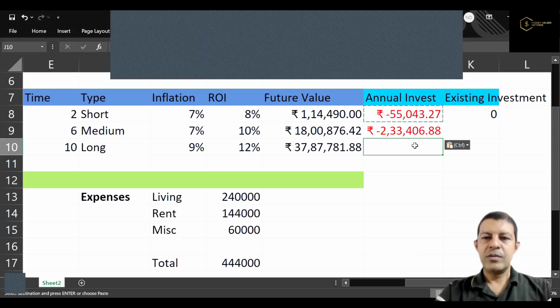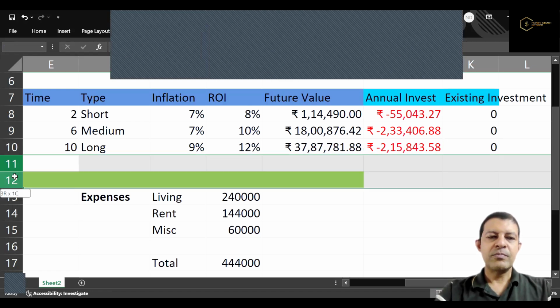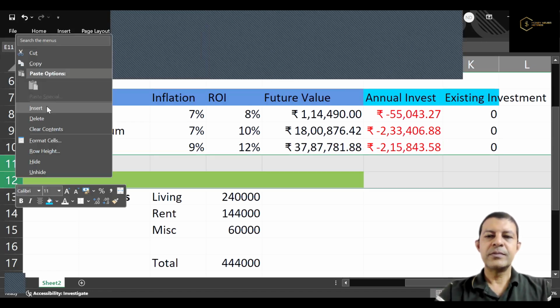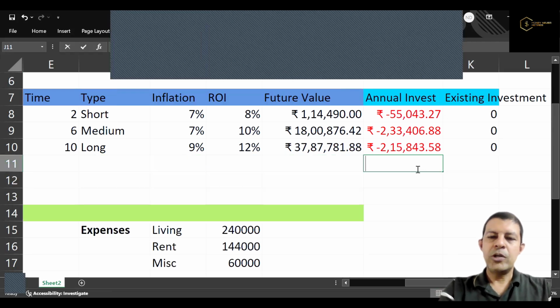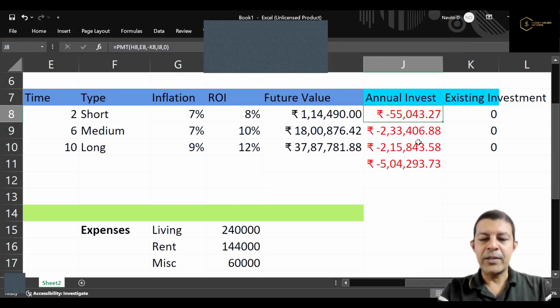So this and then this, and we have no existing investments. So we keep one more row up. We total it all up. So he needs to invest 5 lakhs starting today. Now, planning can be complex.